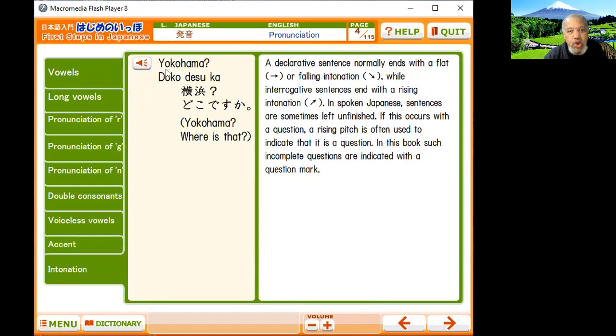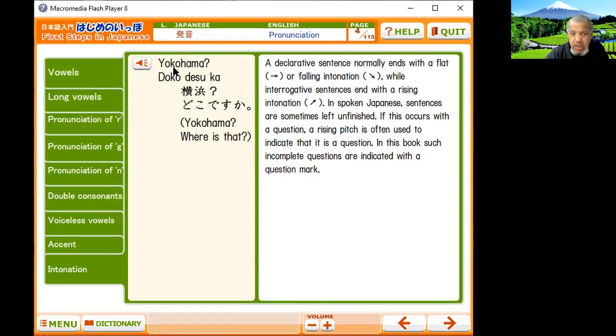And then finally we go to Yokohama. Doko desu ka? That's a question. Yokohama. Doko desu ka? Yokohama, question. A declarative sentence usually ends with a flat or falling intonation. Interrogative questions end with a rising intonation. In spoken Japanese, sentences are sometimes left unfinished. If this occurs with a question, a rising pitch is often used to indicate that it is a question. In this book, such incomplete questions are indicated with a question mark.